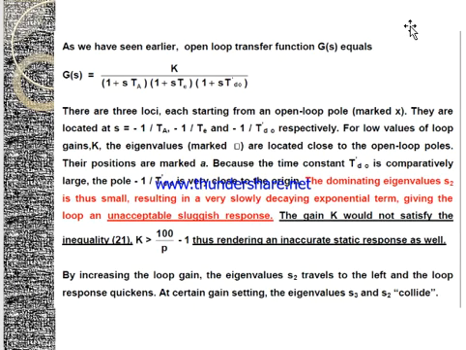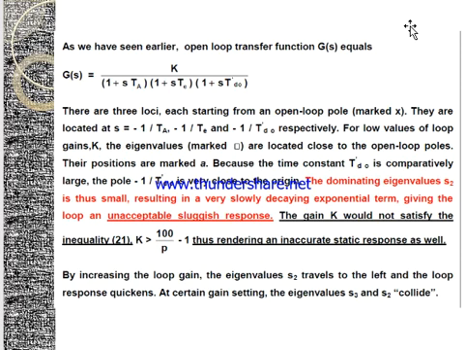So obviously we get G(s) equal to K divided by (1 plus sTa) into (1 plus sTe) into (1 plus sTd0'). There are three locuses as we have marked and their positions are marked. The dominating eigenvalue S2 is thus small, resulting in a very slowly decaying exponential term, giving the loop an unacceptably sluggish response. So the gain K should be designed such that K is greater than 100 by p minus 1, thus rendering an inaccurate static response as well.